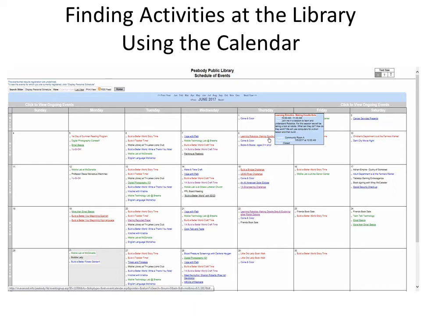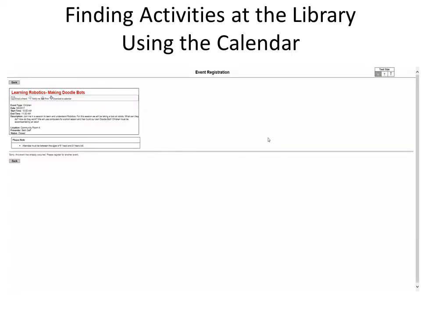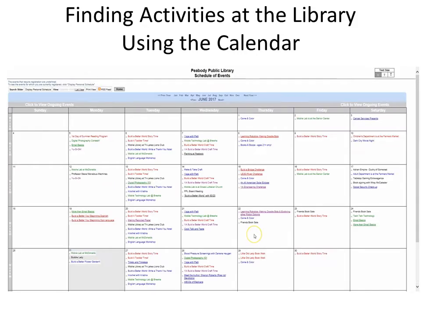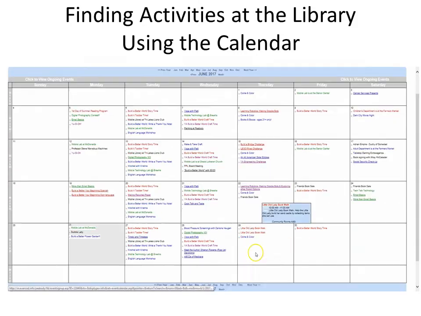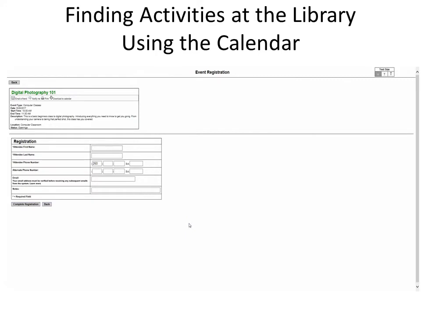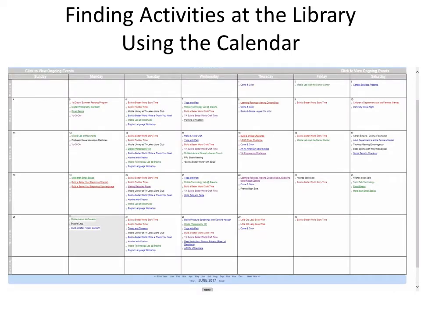So, by just clicking on that, then you would be able to, let me find one that's coming up here. So by clicking on this, then you'd be able to fill out the information and get yourself registered. If there's a fee that would need to be paid, then you can pay that at the circulation desk for those programs, and they'll get you all set up and marked paid.